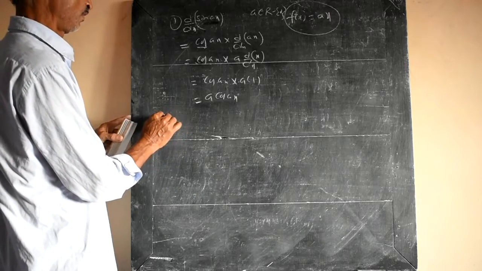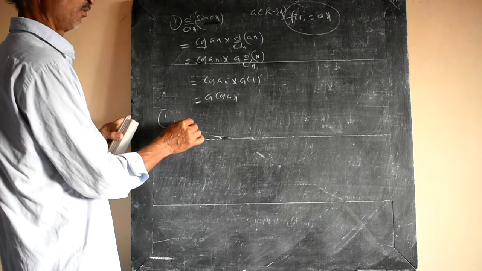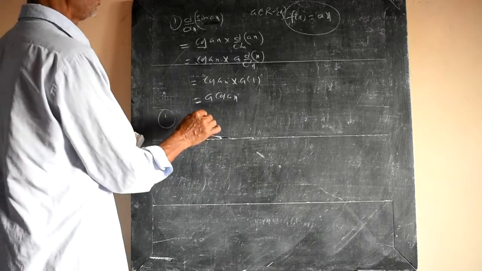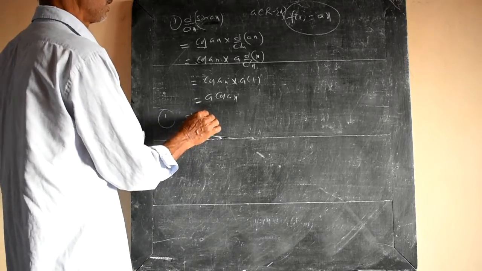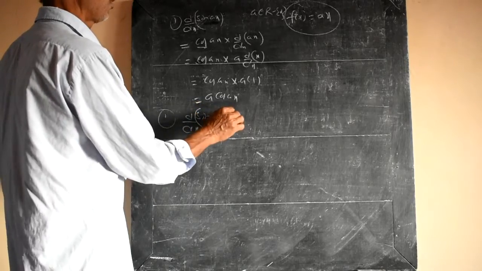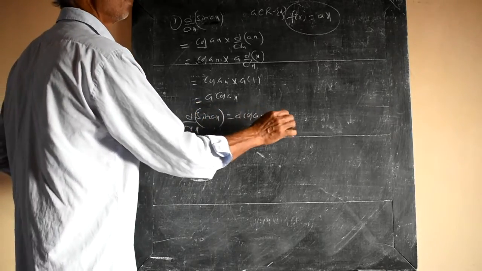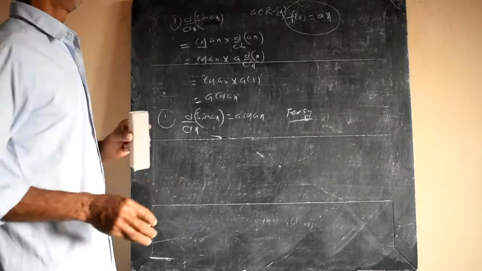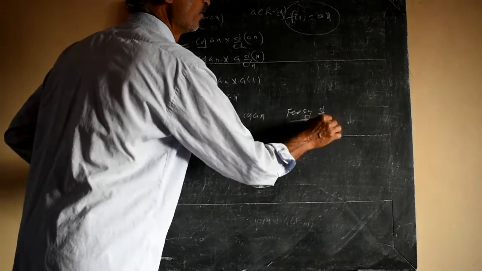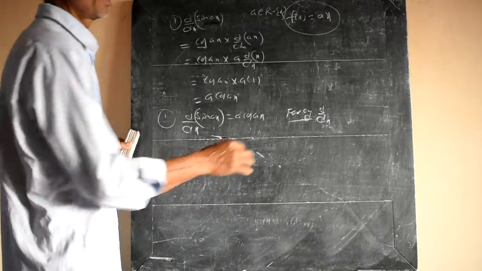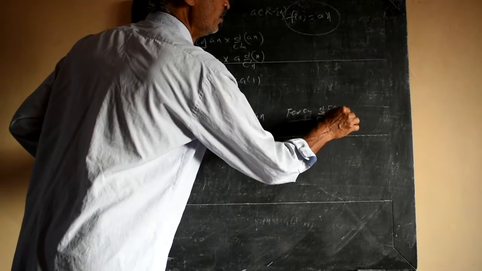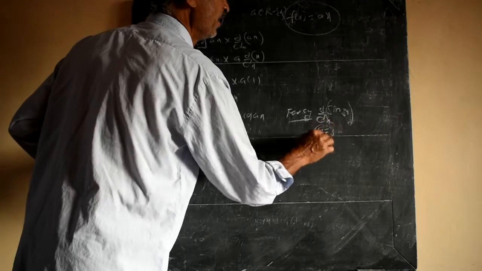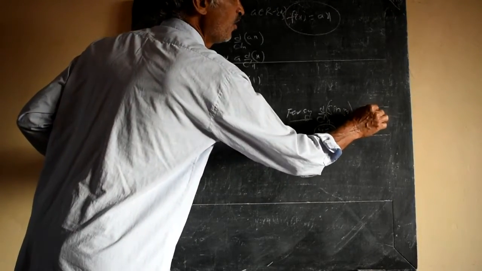I will list all the 6 differentiations as shortcuts. D by dx of sin ax is equal to a cos ax. For example, as a shortcut, you should remember all these formulas. D by dx of sin 3x. What is the a here? A is 3. That's equal to 3 cos 3x.